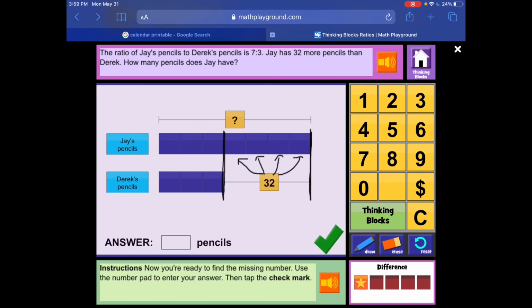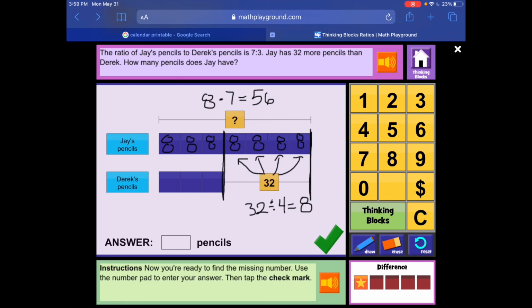If Jay has 32 more, it's like saying Derek has 32 less. So those 32 got split into 4 equal boxes, which means each one is 8 because 8 times 4 is 32. So I'm going to put an 8 in each one. But if I put an 8 in each one of these, then an 8 goes in each one of these. So from beginning to end, I have 8 times 7. And if you didn't know that answer, you could put it in a calculator. It's 56. So now I'm going to put 56 in.